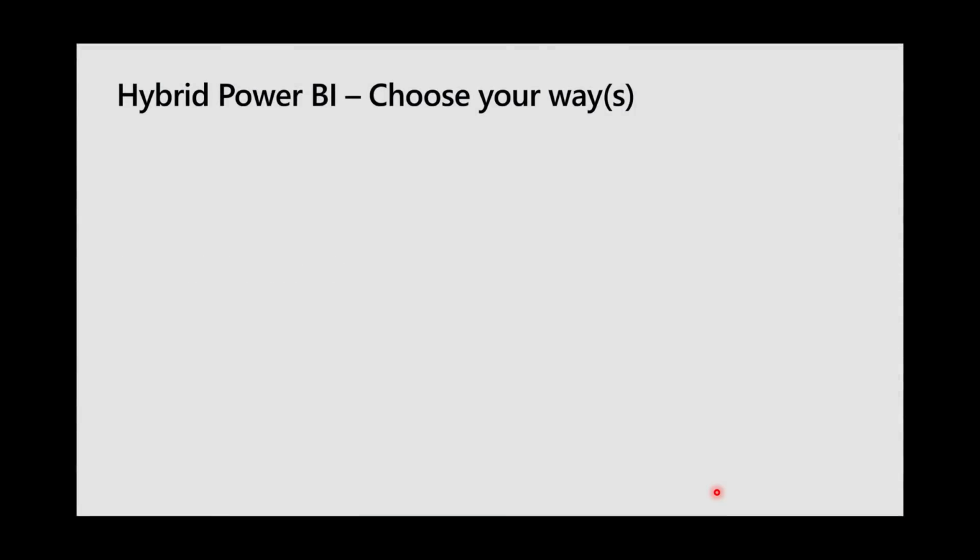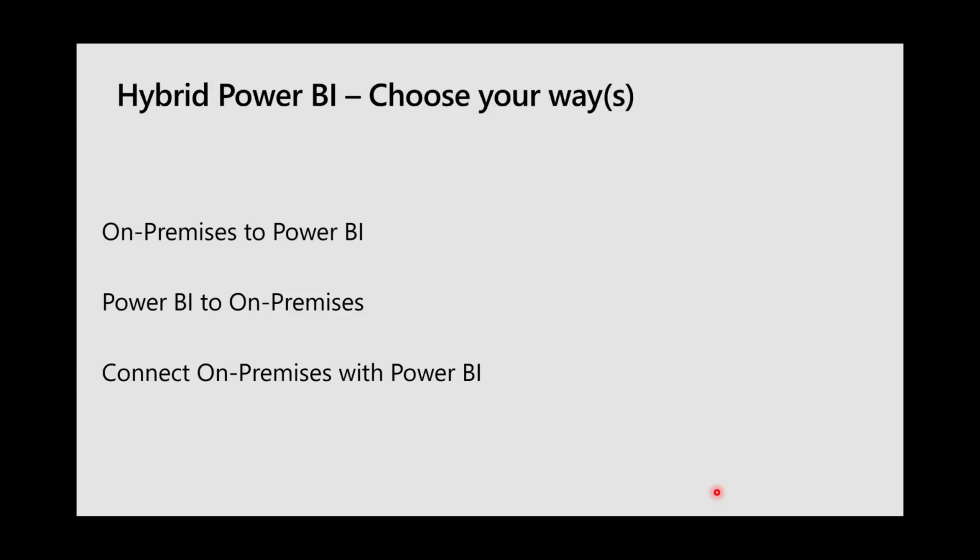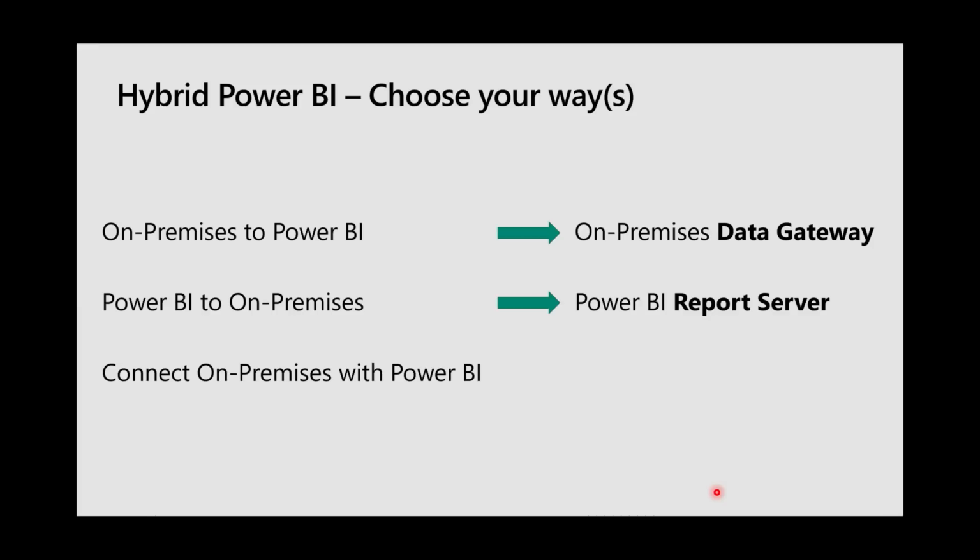So for the hybrid story, there are different ways. Choose your ways. It's not that there is one way of getting hybrid connections to your local data, but there are different ways. If you want to connect or use on-premises data in Power BI, the cloud service, install and configure the on-premises data gateway. If you use Power Apps, if you use Flow, it's the same gateway. If you want to bring Power BI reports to your on-premises infrastructure, to your data center, to your report server, install the Power BI report server.